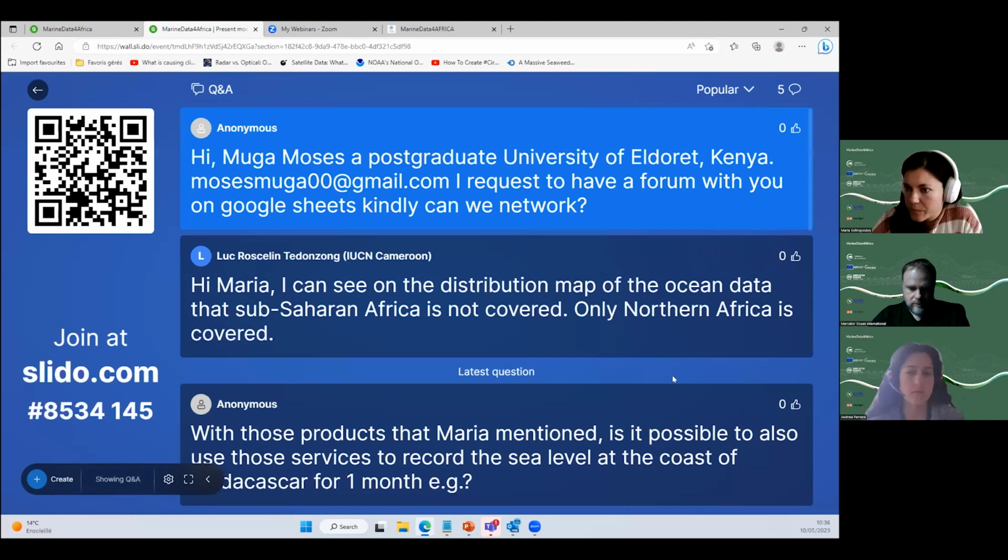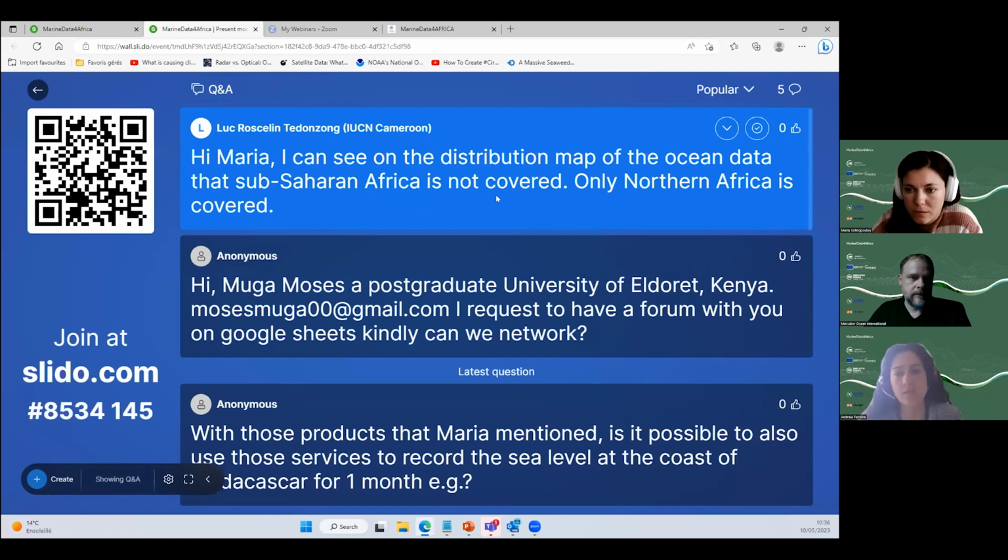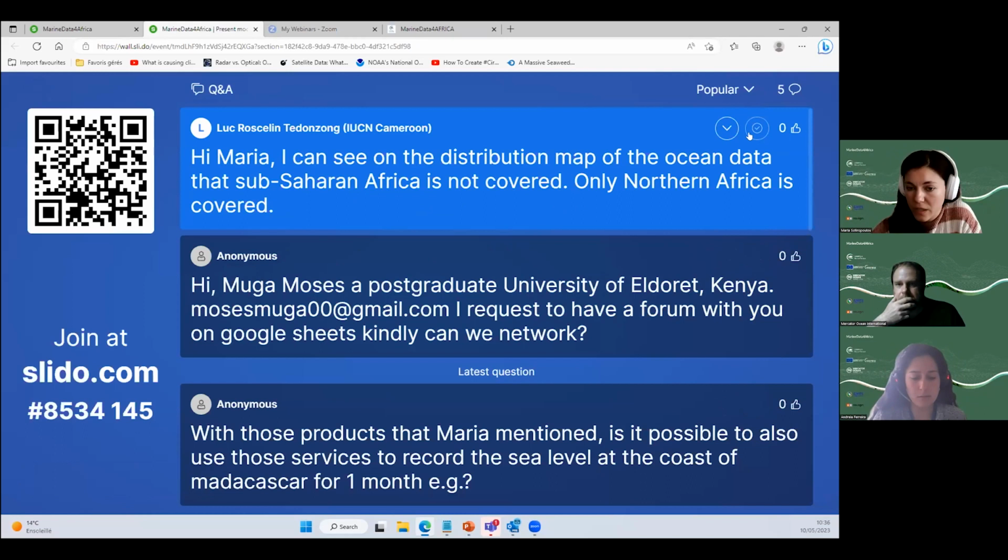Great, thank you. I guess that answers a bit also this next question. The distribution map of the ocean data shows that sub-Saharan Africa is not covered. Only Northern Africa is covered. Yes, and even Northern Africa is really scarce. We have a lot of information and data which covers the northern and central Mediterranean, but for the southern part of the Mediterranean, we have very little information, very little data distributed right now.